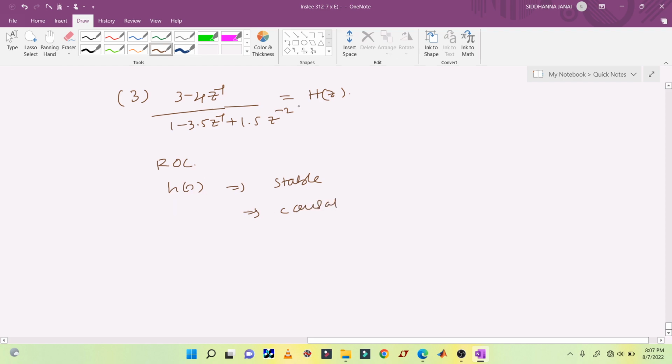Okay, so let us first simplify this using factorization. If you put the denominator into a calculator and apply the ax^2 + bx + c quadratic equation formula, you will get (3 - 4z^-1) / ((1 - 1/2 z^-1)(1 - 3z^-1)). These are the factors you will get. By this you will come to know that there is a pole at 1/2 and there is a pole at 3.